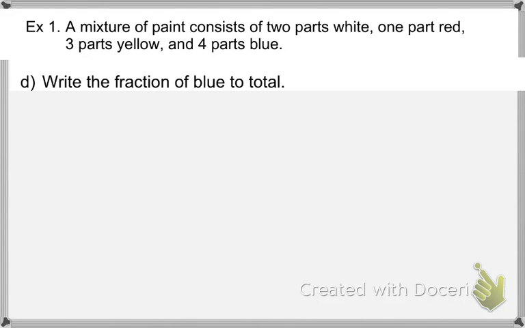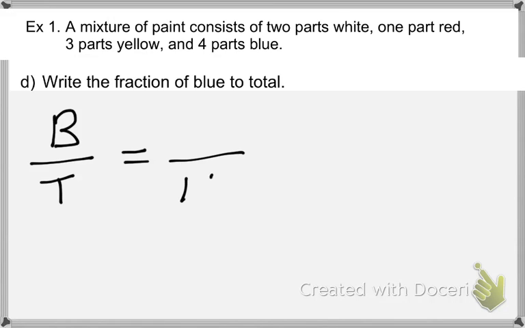Write the fraction of blue to total. So they want blue over total. I believe our total was 10. And blue is 4 parts blue. We got the total from part A, or you could just add them all up again. 2 plus 1 plus 3 plus 4, 7, 8, 9, 10.